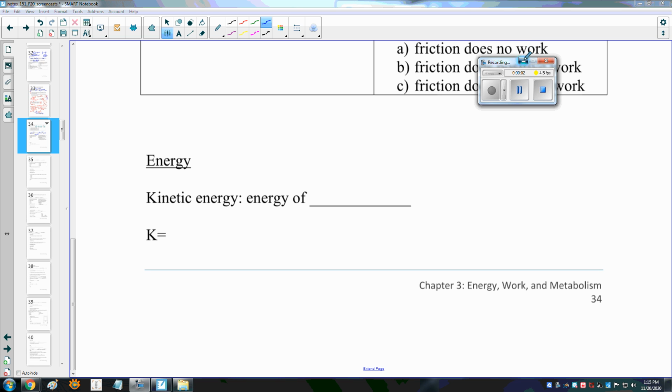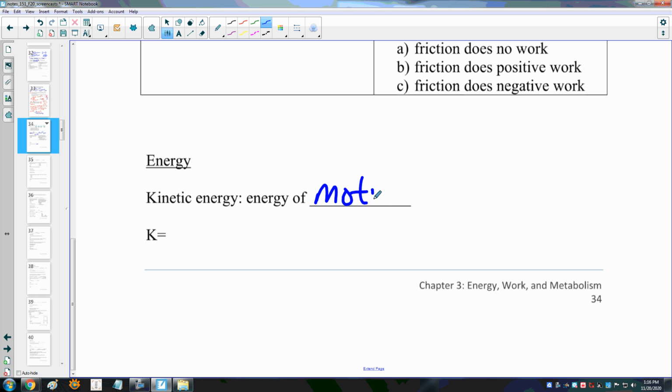Let's look at the two main types of energy that we'll encounter, and those include kinetic energy and potential energy. In short, kinetic energy is the energy of motion, and potential energy is stored energy. An object with potential energy will have the potential for motion. So, energy. Kinetic energy, as I said, is the energy of motion.